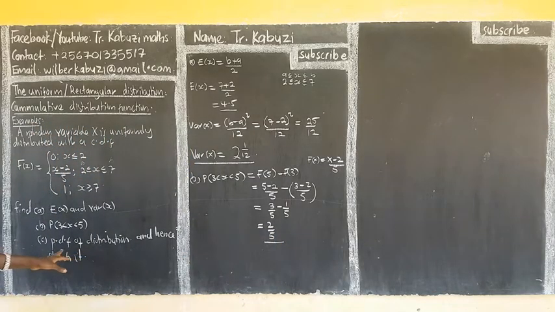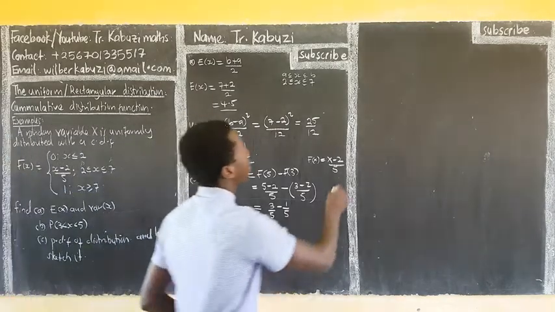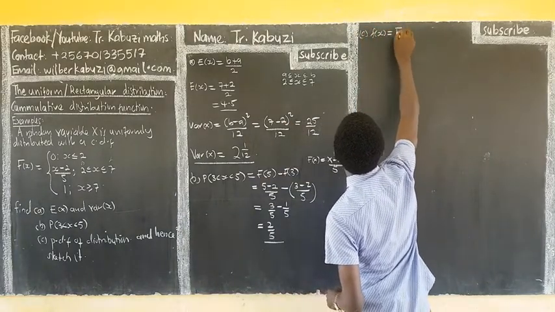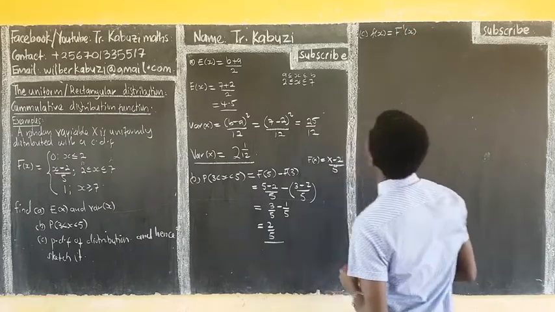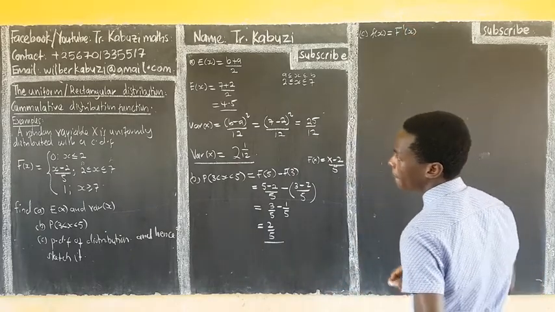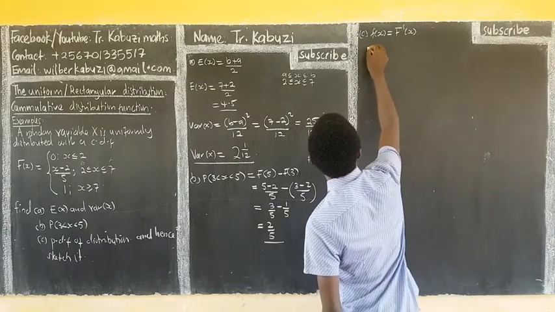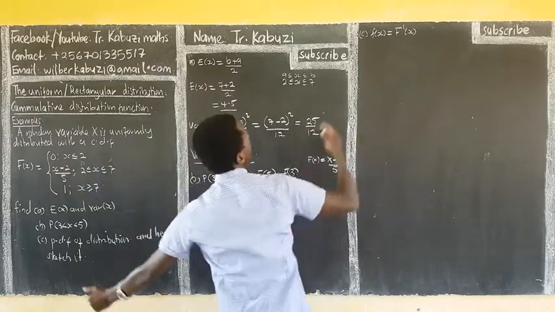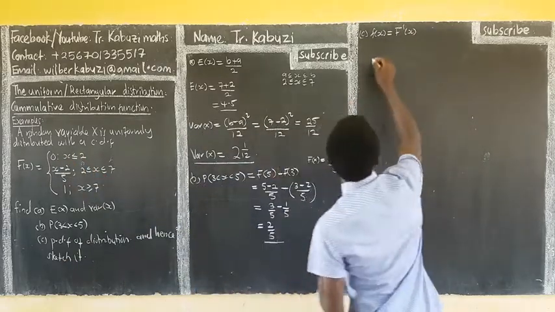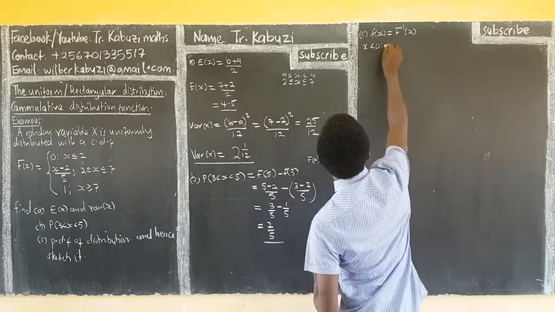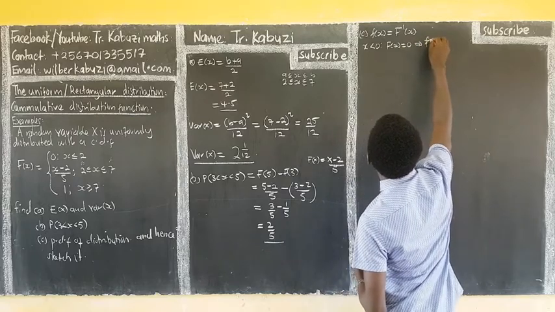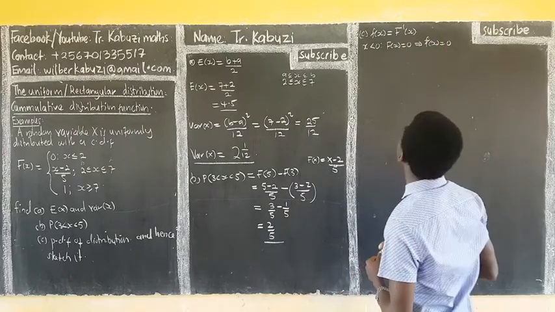Then it is find the PDF of the distribution. In part C, I want us to get the PDF from the CDF, but we say our PDF, the small f of X, we get by differentiating capital F of X. So you see, for X below 2, our capital F of X is 0, implying that even our small f of X is 0.